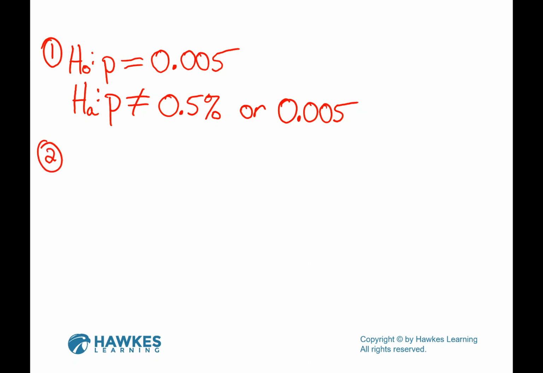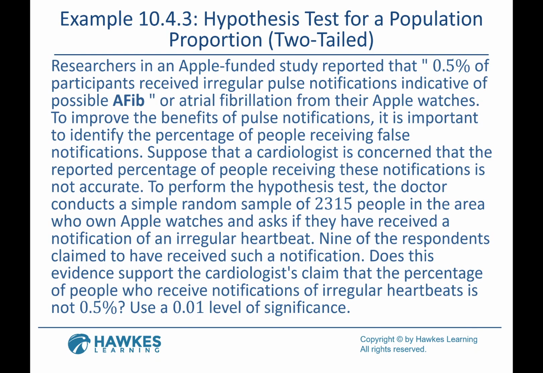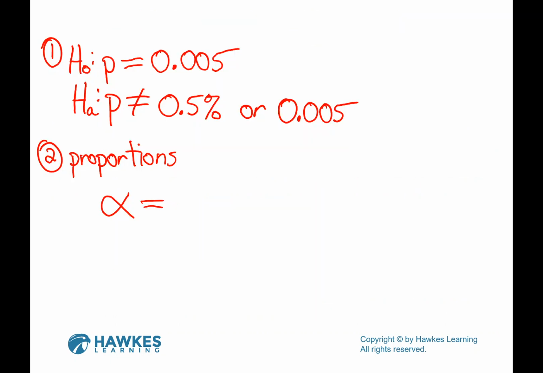Step 2, we're not gonna beat it to death, but we're dealing with proportions, so that's all I'll say. We'll use our formula that involves proportions. We only have one. And then for our significance level, this one was a little nicer. It just gives it to us. Even though it is down at the very bottom, it says use a 0.01 level of significance. That's alpha. So 0.01.